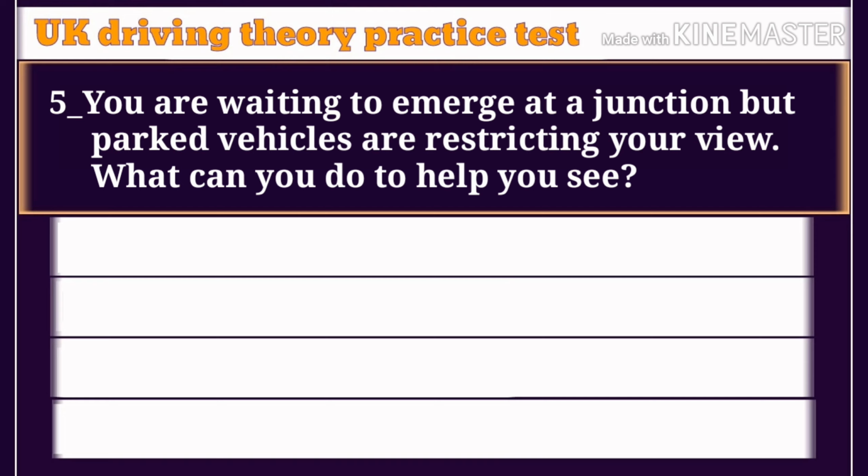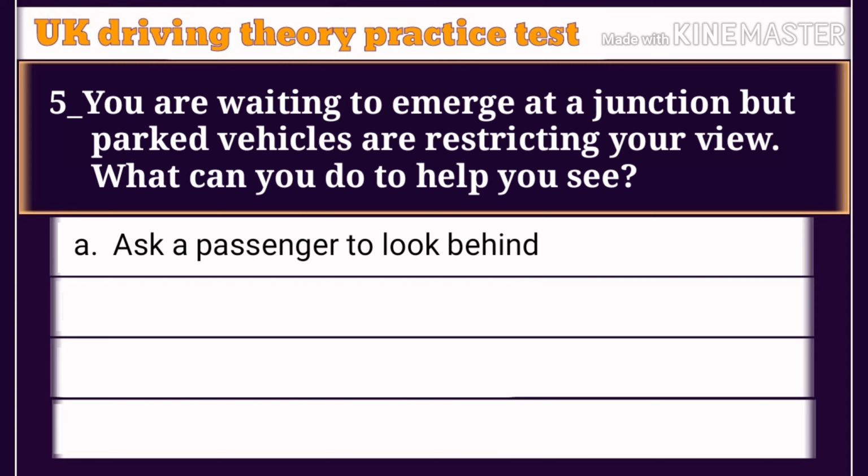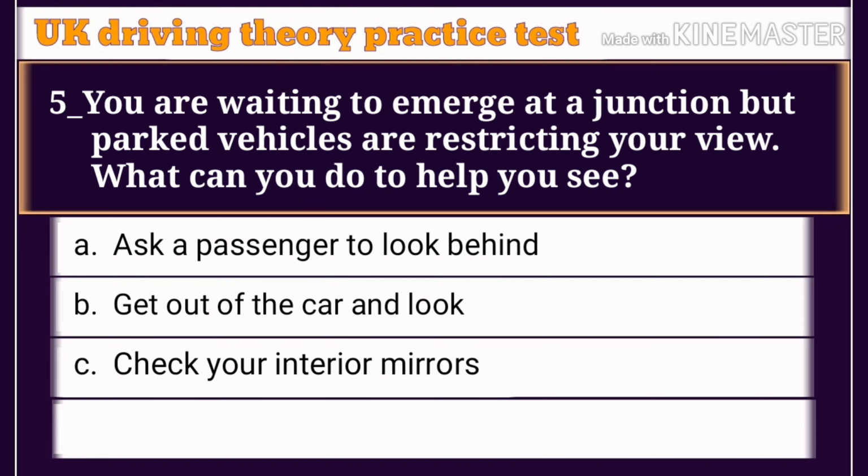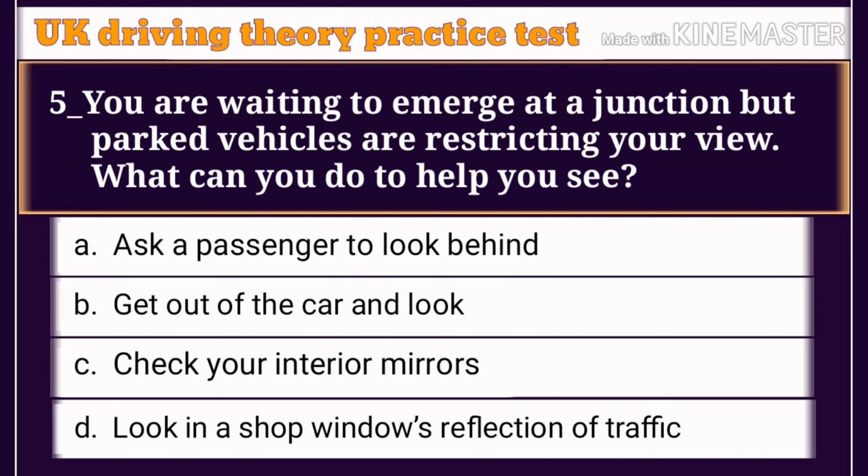Question 5. You are waiting to emerge at a junction but parked vehicles are restricting your view. What can you do to help you see? A. Ask a passenger to look behind. B. Get out of the car and look. C. Check your interior mirrors. D. Look in a shop window's reflection of traffic. The correct answer is D. Look in a shop window's reflection of traffic.